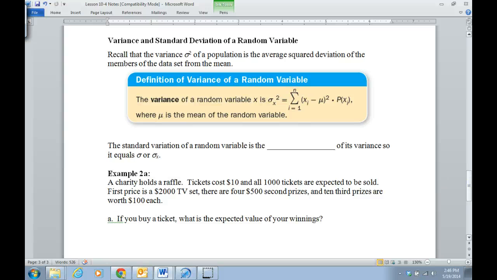Variance and standard deviation of a random variable. Recall that the variance, sigma squared, and that's a little sigma, of a population is the average squared deviation of the members of the data set from the mean. So in our case, the variance of a random variable, sigma squared, is taking each value minus the mu that we found a few minutes ago, squaring it, and then multiplying it by its probability. The standard deviation of a random variable is the square root.